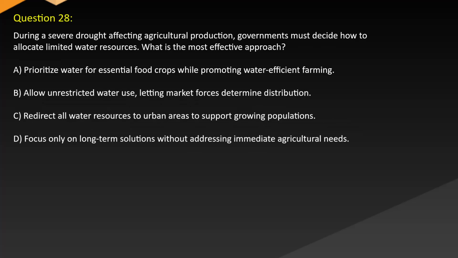Question 28. During a severe drought affecting agricultural production, governments must decide how to allocate limited water resources. What is the most effective approach? A. Prioritize water for essential food crops while promoting water-efficient farming. B. Allow unrestricted water use, letting market forces determine distribution. C. Redirect all water resources to urban areas to support growing populations. D. Focus only on long-term solutions without addressing immediate agricultural needs.